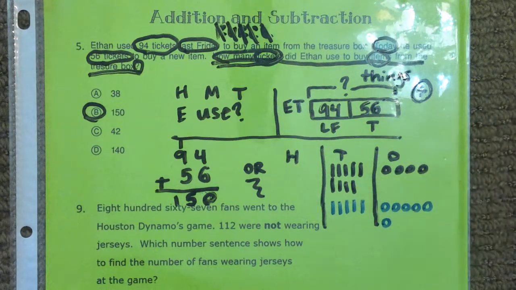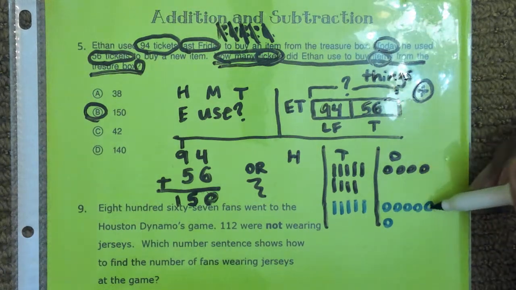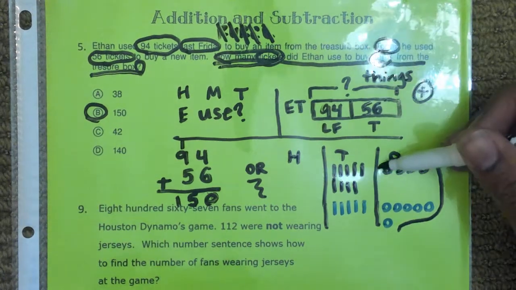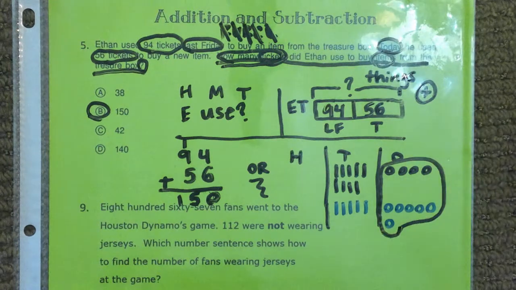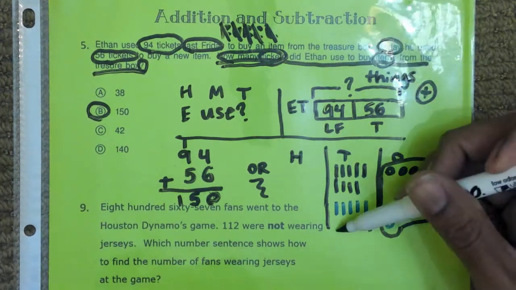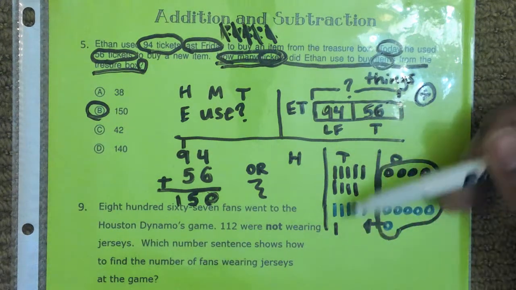Now that we have this, we can start joining them together. Remember that when we get a group of 10, we need to regroup. So here's 1, 2, 3, 4, 5, 6, 7, 8, 9, 10. So I have a group of 10 here. I'm going to circle my group of 10, and now it's going to move over into the tens place. Right there.